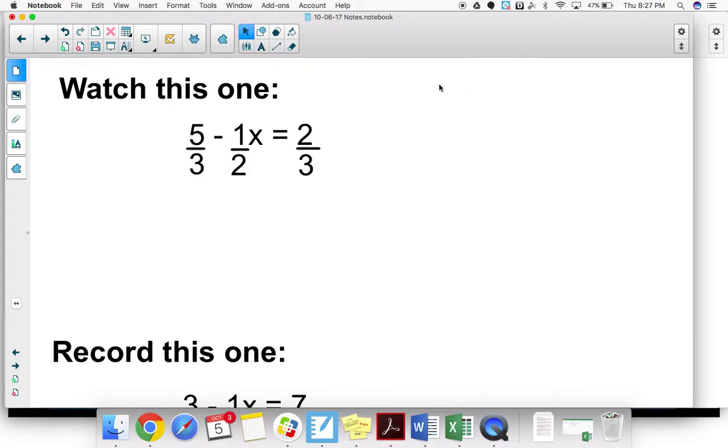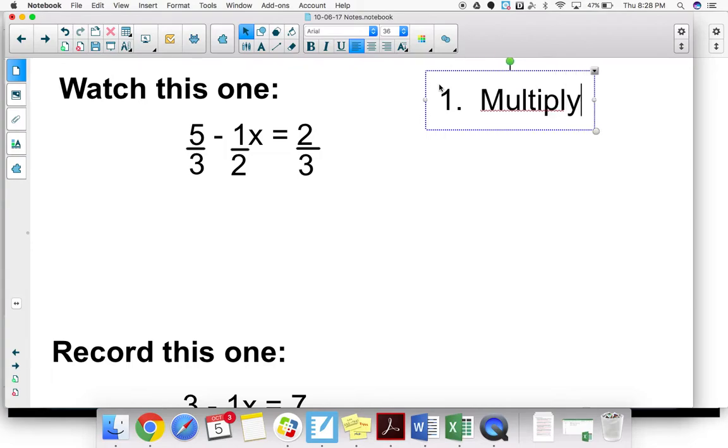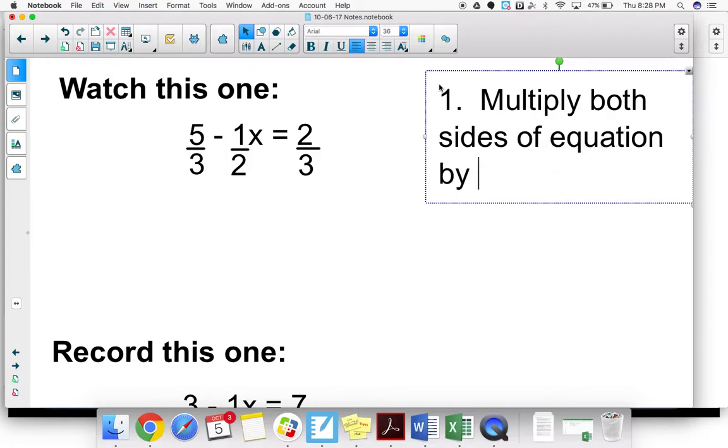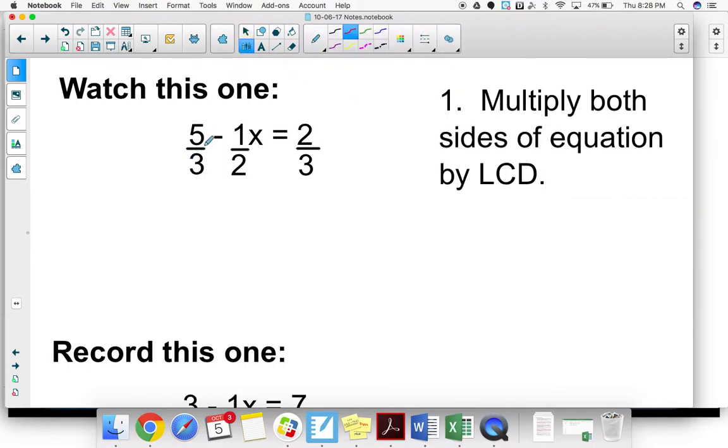All right. When we solve problems with fractions, again, this is just ways to make it easier. This strategy I'm going to teach you essentially just asks you to multiply both sides of the equation by the least common denominator, and I'll abbreviate that LCD. I think most of you are familiar with that abbreviation. Okay, so let's just do that first. And again, if you don't want to write this down, if you just want to watch, go ahead.